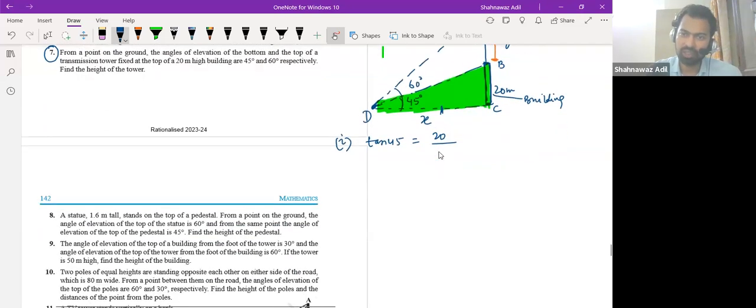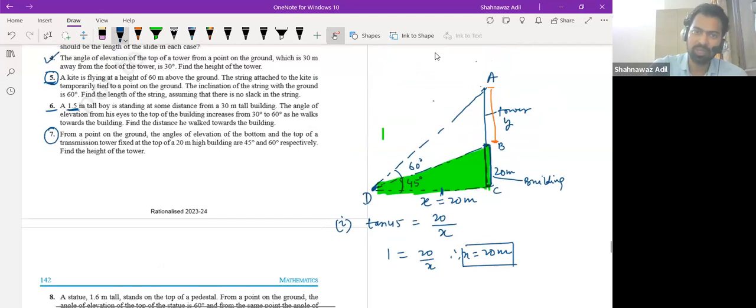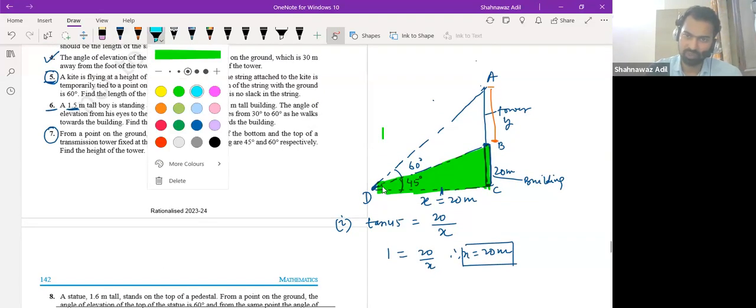So 20 by X, and tan 45 is 1. So this would be 20 by X. So X is 20 meters. Right. Now we know this is 20 meters. And now we have this bigger triangle.